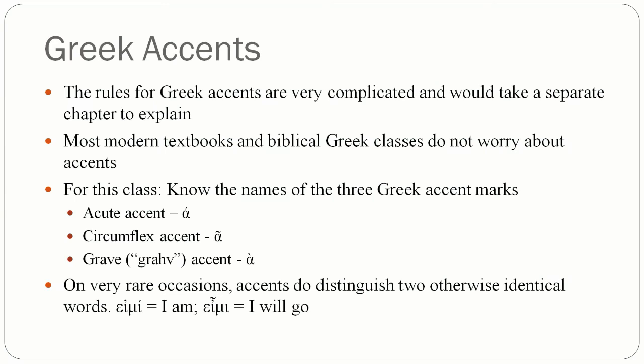And then the last one is called the grave accent. It's spelled like grave, but it's pronounced "grahv," with that open A sound. This one looks exactly like the acute accent, but it's sloping the opposite way. The acute accent slopes down and to the left. The grave slopes down to the right. All right, so those are the names of the three accent marks.